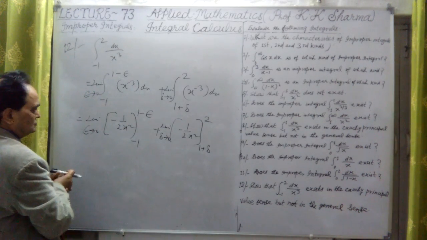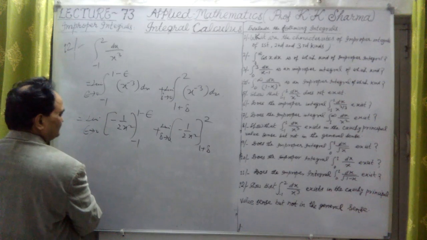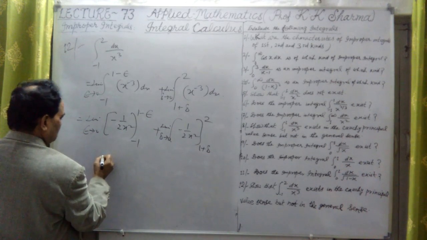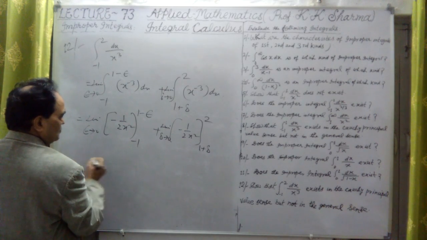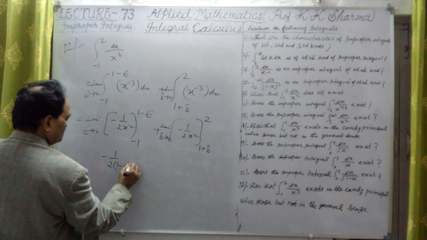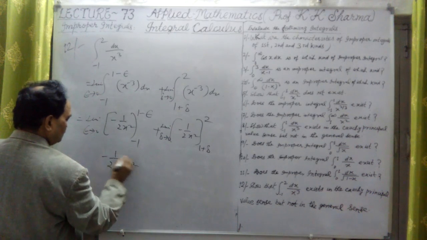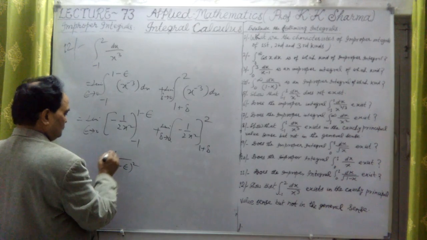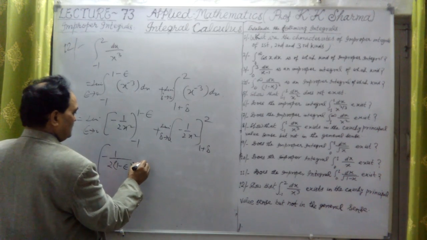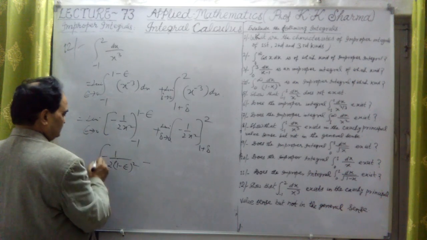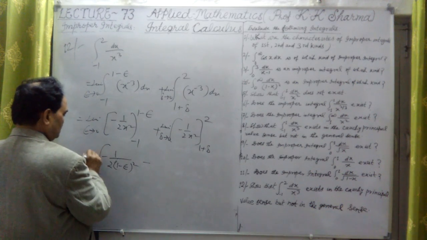So if I substitute here where epsilon tends to 0, it is 1 only. Let me first write 1/2 into 1 minus epsilon whole square, 1 minus epsilon whole square, and then plus sign, and here limit epsilon tends to 0. Before applying the limits, this is the limit epsilon tends to 0.